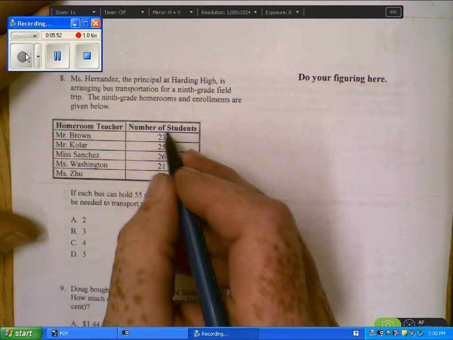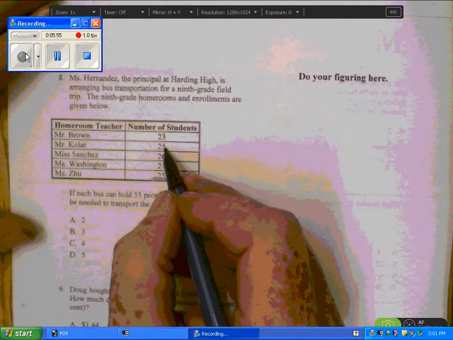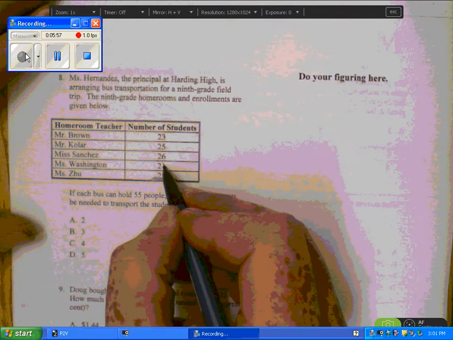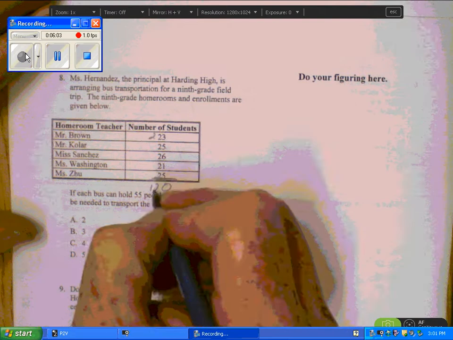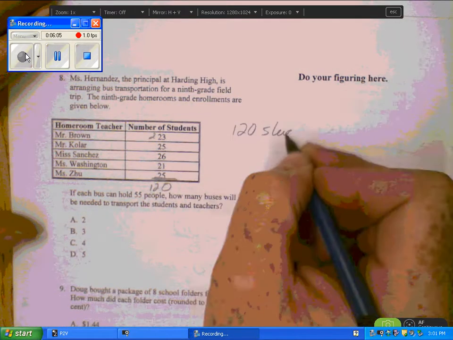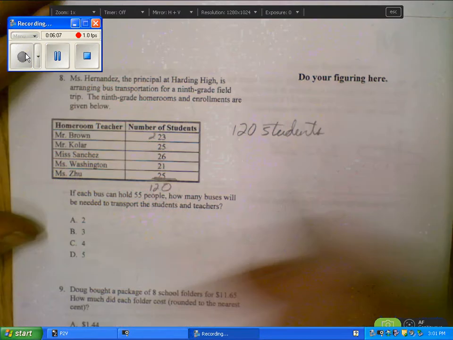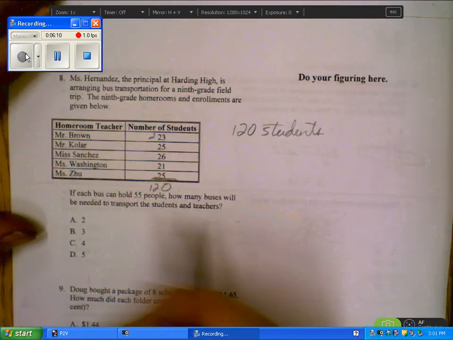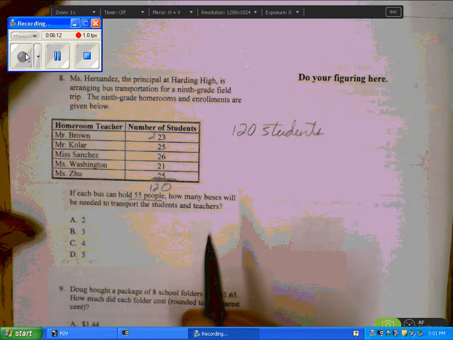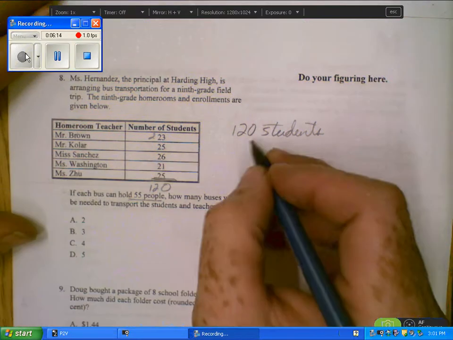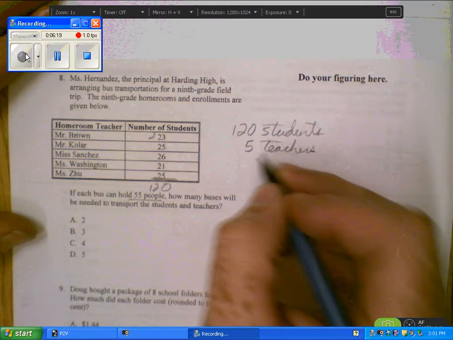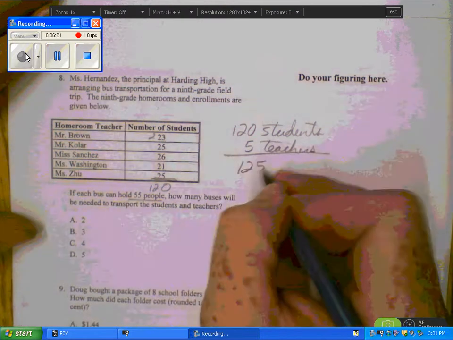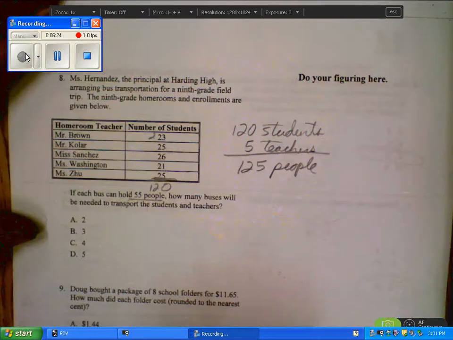First thing we do is add all the students up. You get 8, 14, 15, 20, 2, 4, 6, 8, 10, 12. So there's 120 students. Don't forget all the people together, so we have to add in the teachers. There's 5 teachers. That gives you a total of 125 people.